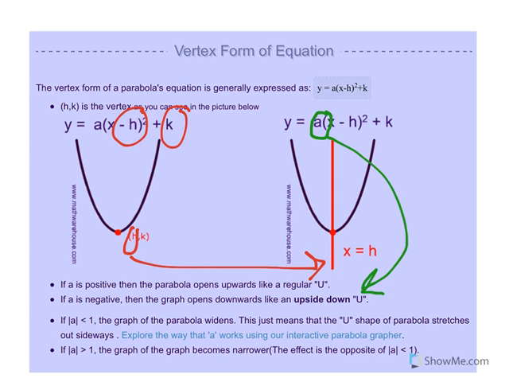A also tells you whether the parabola widens, meaning if it's thin or fat, compressed or stretched. If it's less than 1, like a fraction, then it's wider, or compressed. And if it's more than 1, then it becomes narrow, or stretched, like a skinny parabola.